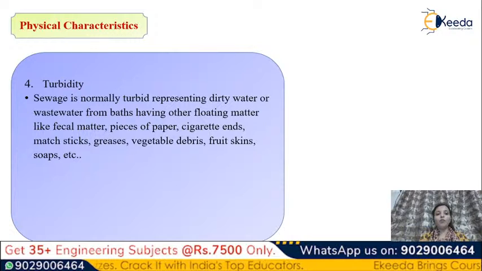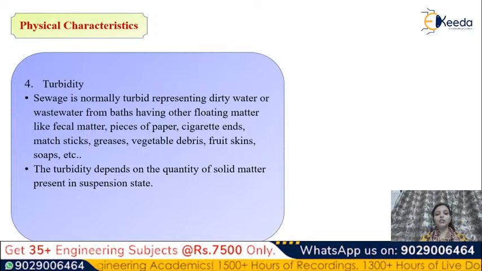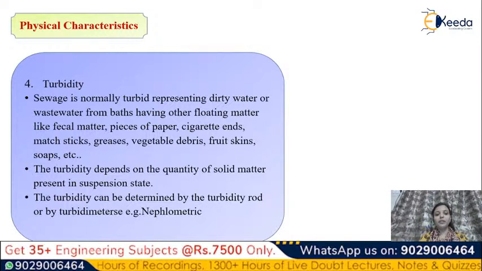Or the wastewater from the bath has other floating matter like fecal material, feces, paper, cigarette ends, matchsticks, grease, vegetable debris, fruit skin, soap, etc., which impart turbidity to water. The turbidity depends on the quantity of solid matter present in the suspension state. The turbidity can be determined by a turbidity rod or by a turbidity meter, for example the Nephelo turbidity meter, which is a digitalized instrument that defines the turbidity of that particular water.